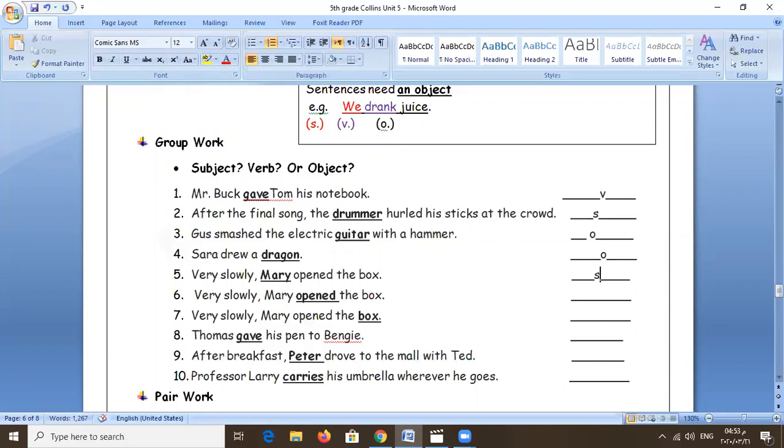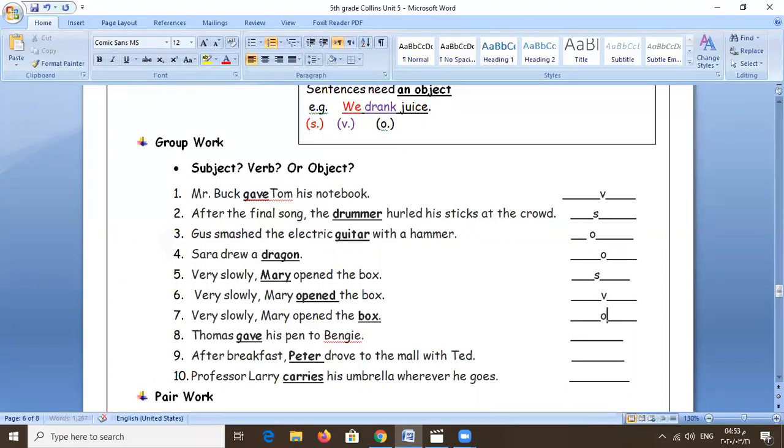Subject. Six. Opened. It is what? If Mary is the subject, so opened will be the verb. Thank you. Seven. Books. Here.